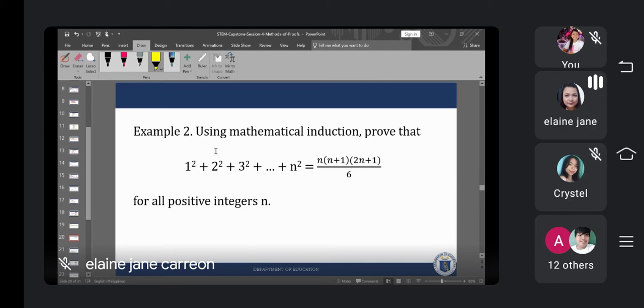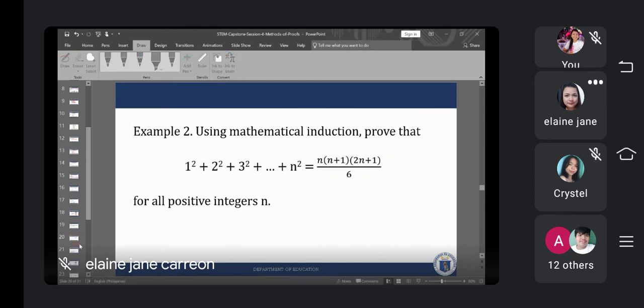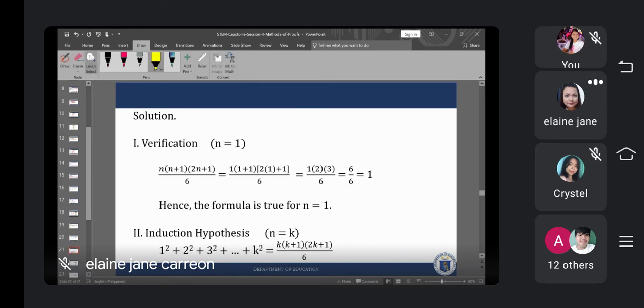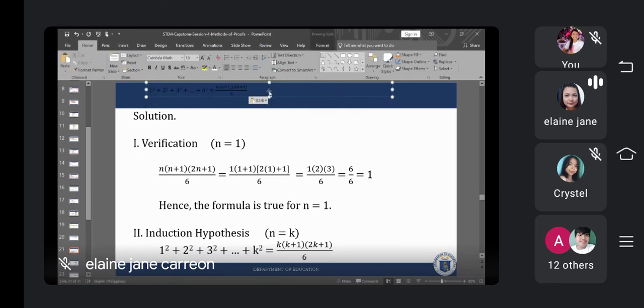Next, we have this example number 2. Using mathematical induction, prove that 1 square plus 2 square plus 3 square plus n square is equal to n times the quantity n plus 1 times the quantity 2n plus 1 over 6, for all positive integers n. So that is our original formula. So we are trying to prove using mathematical induction. Okay, so I'm going to insert a text box first para makita nyo na we're trying to prove this one.